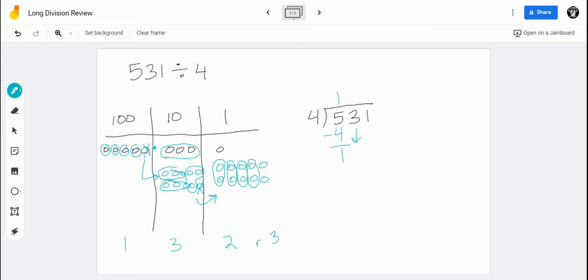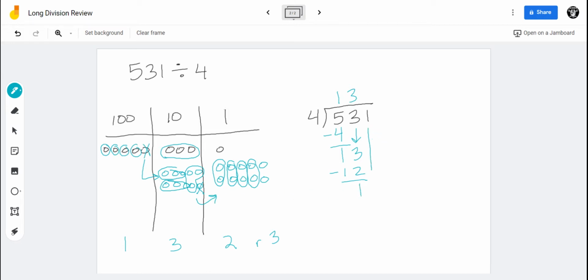Bring it down, I regrouped it, I got 13 tens here, and look at that, I bring down my 3, and I got 13 there. So 13 tens right here, 13 tens here. 4 fits into 13 3 times. I end up with 12, right? So I circle groups of 3 here, I circled 12 of them, and I will end up with 1 left over, and I regrouped it.